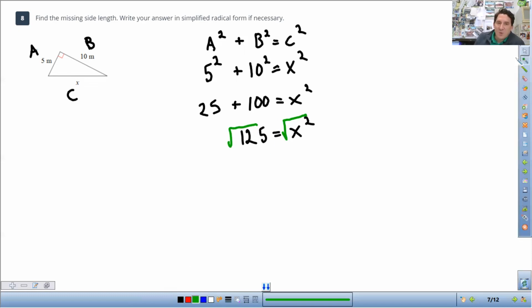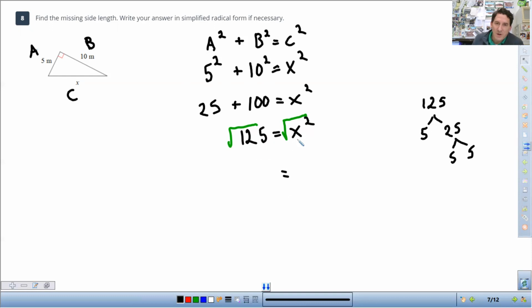125 is not a perfect square, so I need to do a buddy system on that one. I need to put this in simplified radical form. So 125, I'm going to do a factor tree. It ends in a 5, so I know I can divide that by 5. So 125 splits into 5 times 25. Then 25 is 5 times 5.